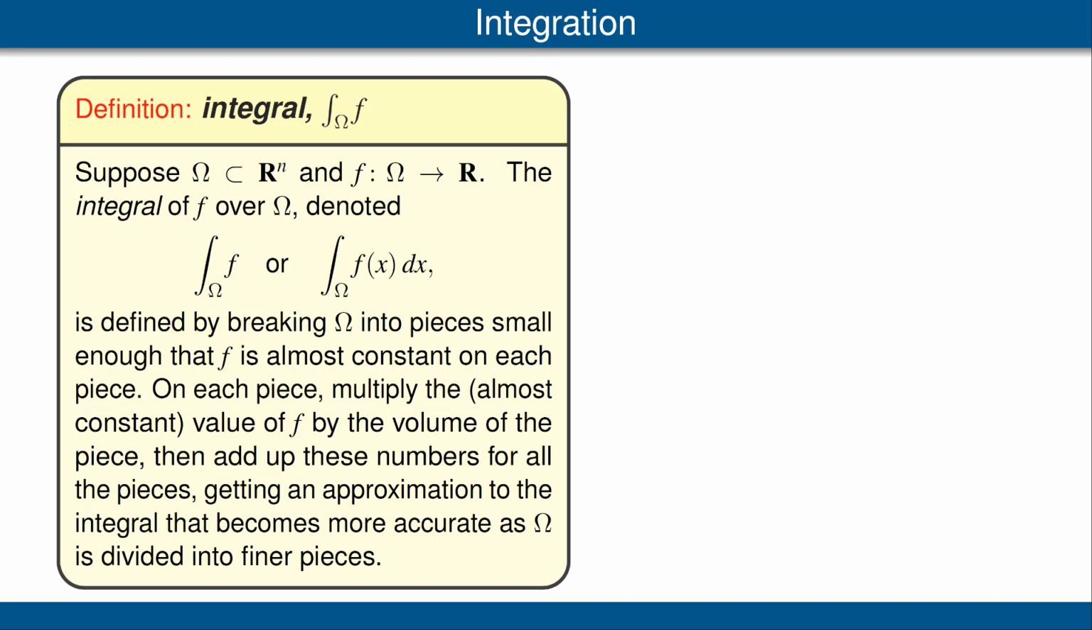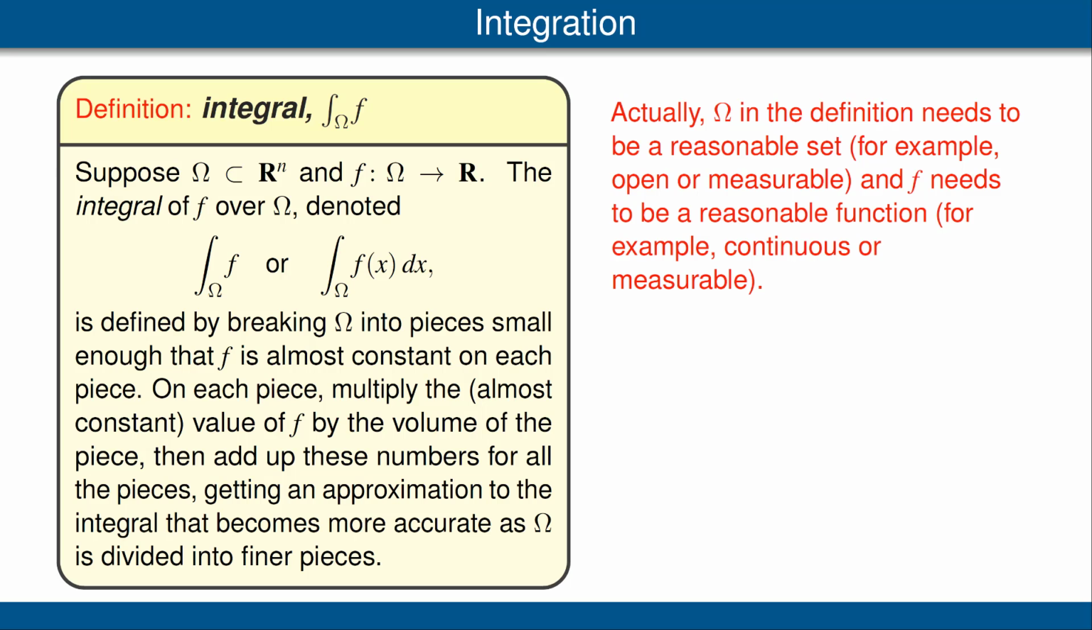The integral is defined by breaking omega up into small pieces. On each of those small pieces, we assume that f is almost constant. Then on each piece, we multiply the almost constant value of f by the volume of that piece, and then we add up all those numbers for all the pieces, and that gives us an approximation to the integral. This approximation becomes more accurate as we divide omega up into smaller and smaller pieces, and then taking the limit, we get the integral. This procedure should remind you very much of the Riemann integral that you learned about when taking calculus. Let me add two comments about this definition.